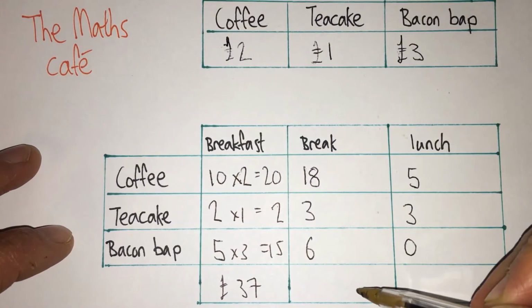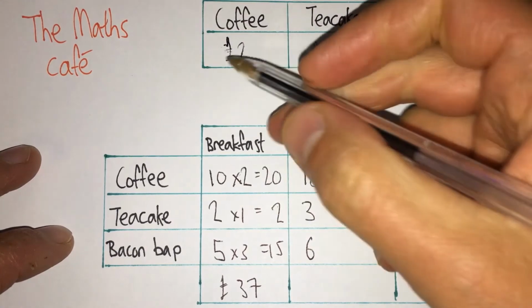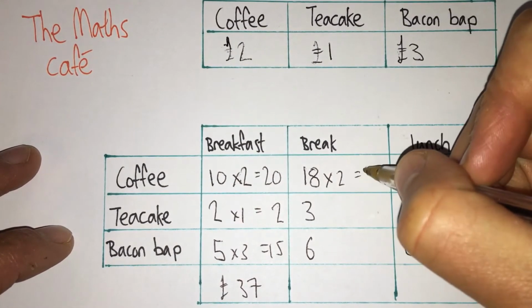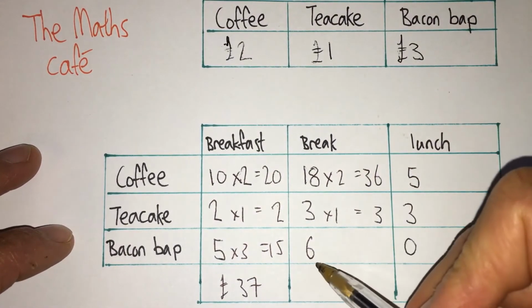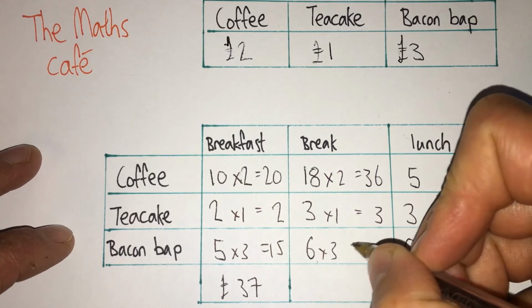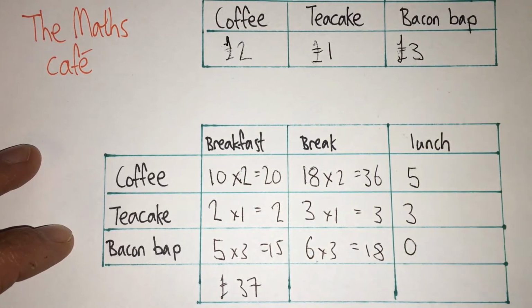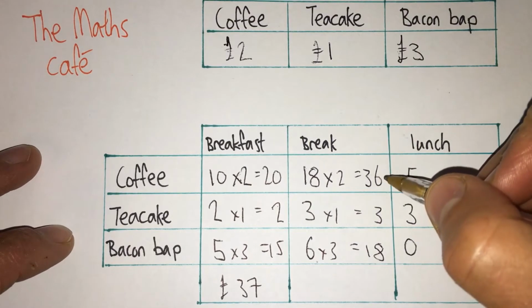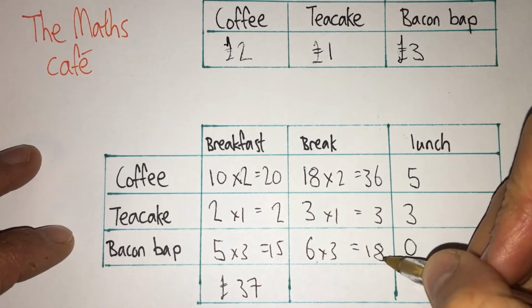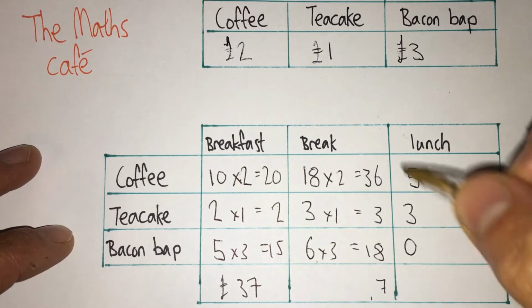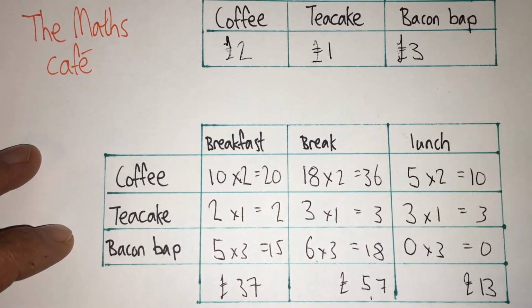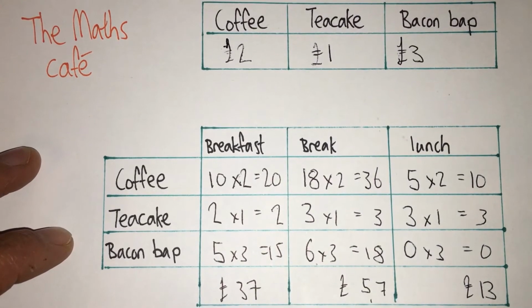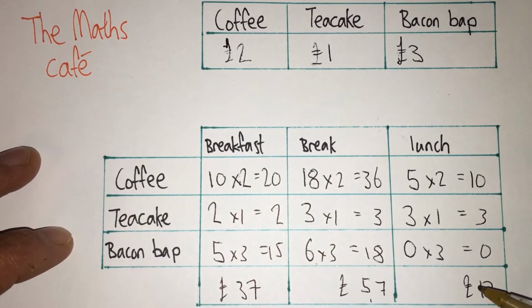I could do the same for break. I can have 18, the coffee, multiply that by 2 to get my £36. I have 3 multiplied by 1 to get £3. 6 multiplied by 3 to get £18, and I can add all these up together to get, what do we got here? We got 9 plus the 8, that makes 17, and I got the 3, 4, 5, that's £57 in total at break. And I can do the same in this column too. So here I have the total amount taken at breakfast, break and lunch.